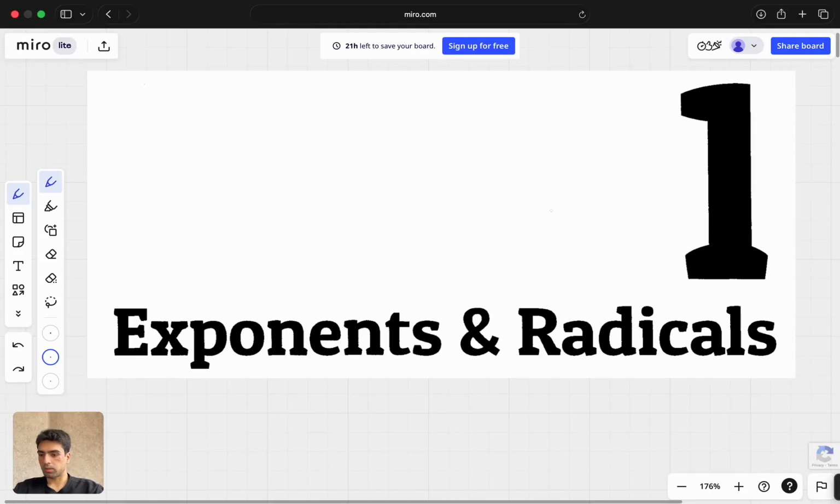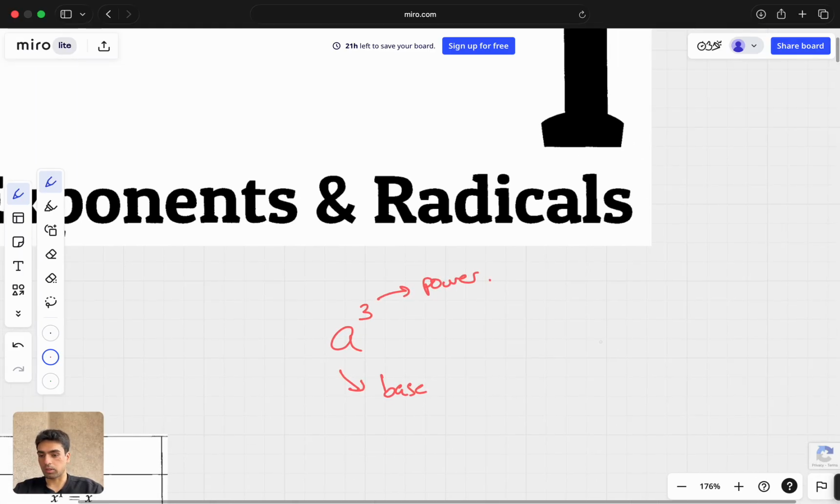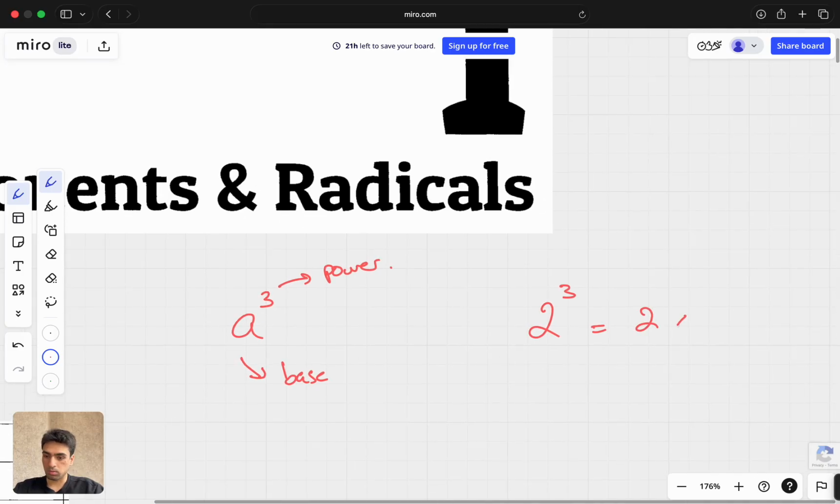Okay, so exponents and radicals. Basically, an exponent is anything that looks like this. So for example, you have a cubed. A is referred to as the base, and the 3 over here is referred to as the power, or the exponent, right? So for example, if I say 2 cubed, 2 is the base, and 3 is the exponent, or the power, which actually means 2 times 2 times 2. So it's 2 multiplied by itself 3 times, right? Which is 8. So 2 cubed is 8.